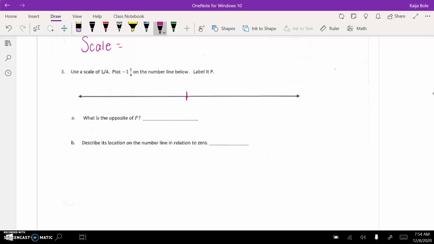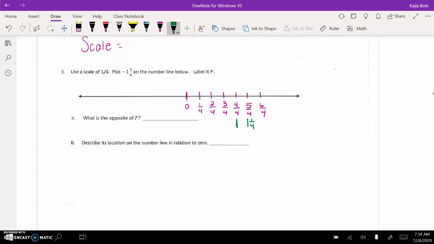Okay, scale of 1/4. So 0 goes in the middle. So we're counting by fourths. So 1/4, 2/4, 3/4, and then you have one whole, right? So 4/4. And then you have 5/4, and I'm just going to do one more, 6/4. Remember, this is one whole. This would be like 1 and 1/4, okay? They want you to plot -1 and 1/4, so you're going to have to go back the other way now.